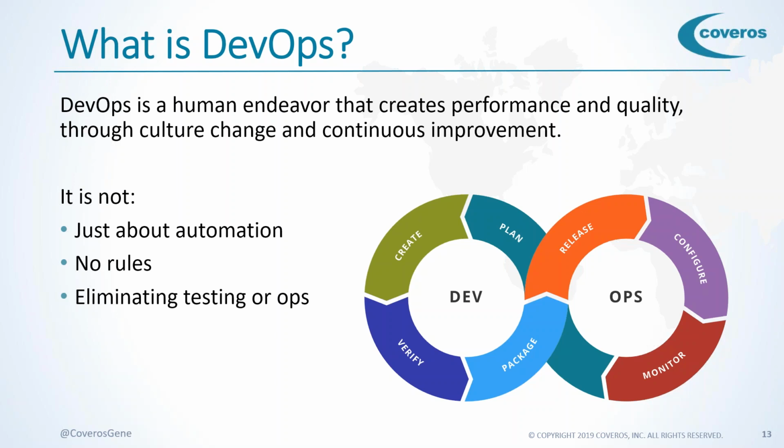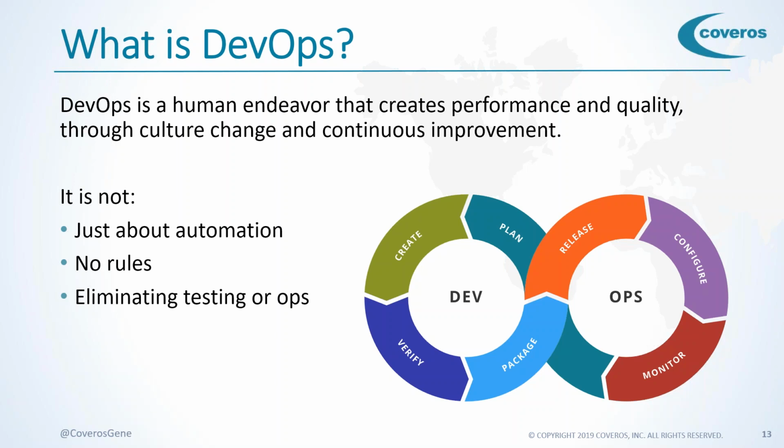Now this is one person's definition. There are no official definitions of DevOps, but this one, I think, came from John Willis and Damon Edwards. I do like this because it points out that the whole goal is to create performance and quality. It's just to get better at doing what we're doing through culture change and continuous improvement.